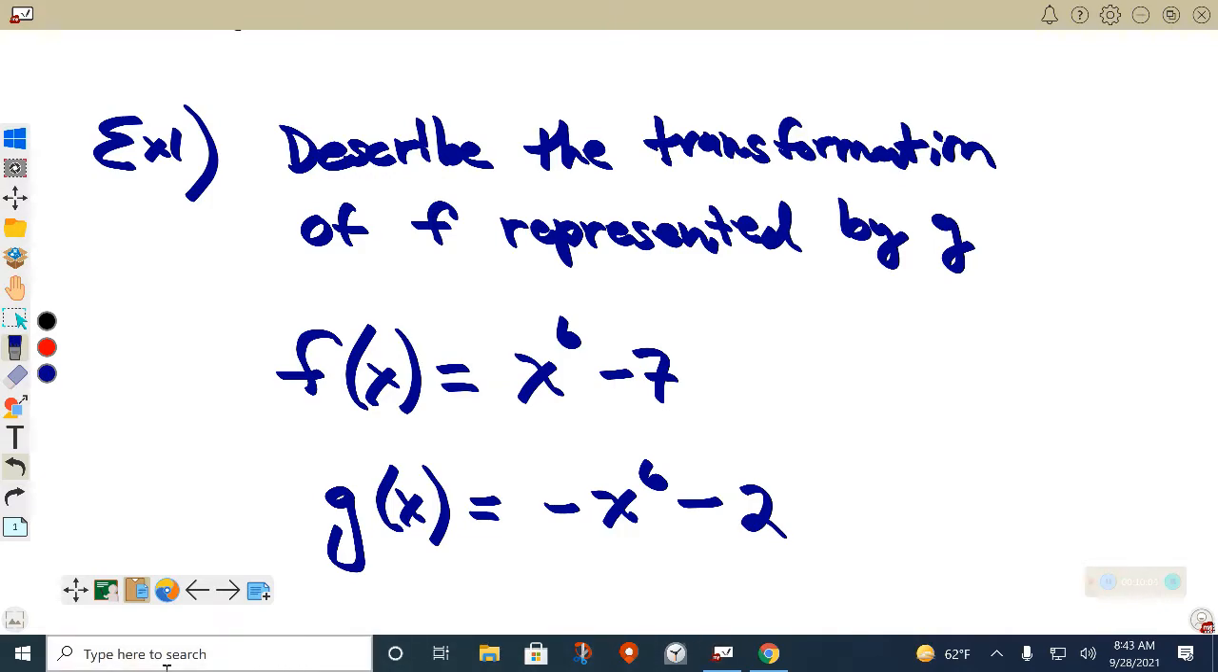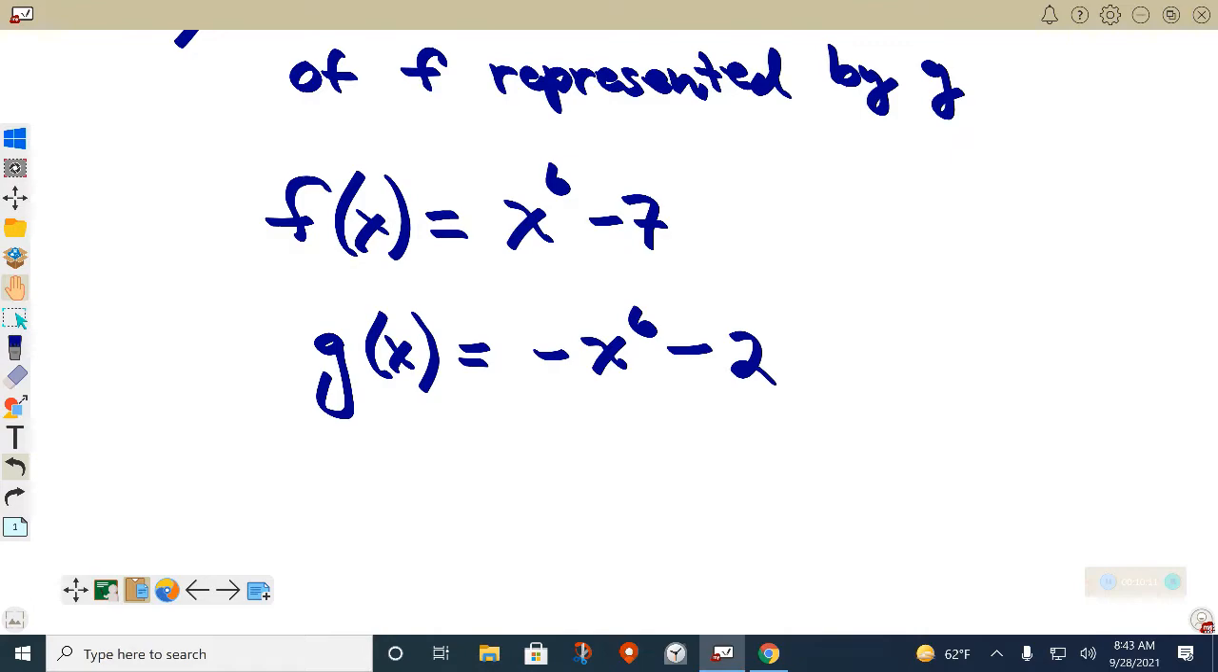So notice how I made x negative. What we're going to do is describe what happened from f to g. That's all we're doing. Kind of like what we did last week. It's a polynomial function. What happened from f to g?